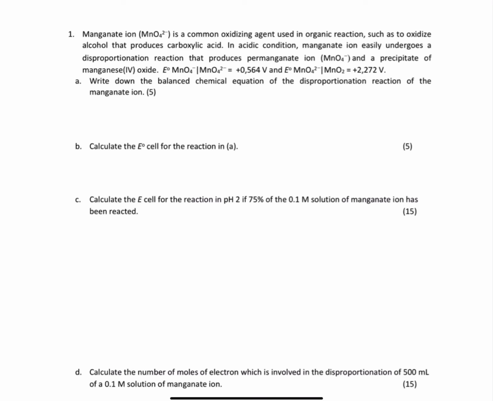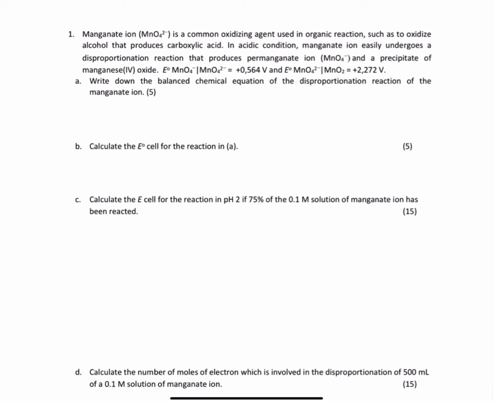Okay, let's take a look at this question. So here we have manganate ion, MnO4 2-, which is a common oxidizing agent used in organic reactions, such as to oxidize alcohol to produce carboxylic acid. And then in acidic condition, manganate ion easily undergoes a disproportionation reaction that produces permanganate ion, MnO4-, and a precipitate of manganese(IV) oxide.